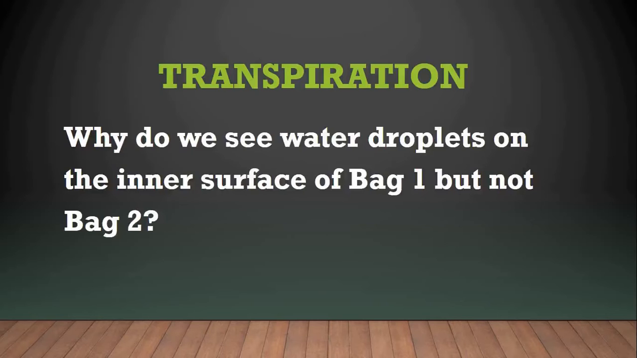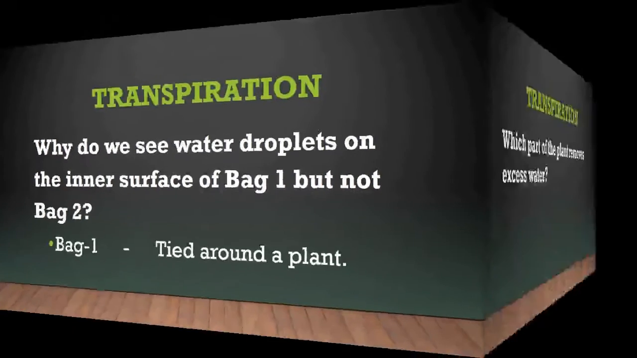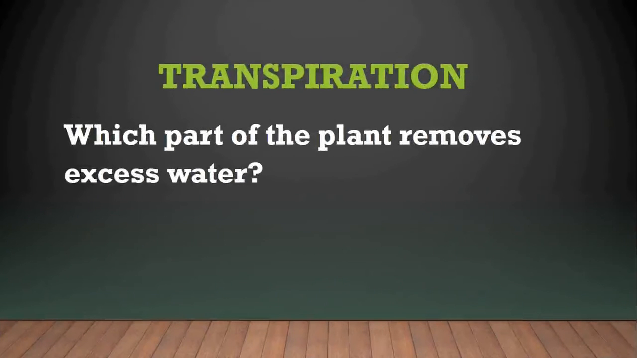I hope you have done. Let's see the answer. Bag 1 is tied around a plant, so we see water droplets on its inner surface. Water droplets show water removed by the plant. Okay? Which part of the plant removes excess water? Yes, it is leaves. The leaves of a plant remove excess water.